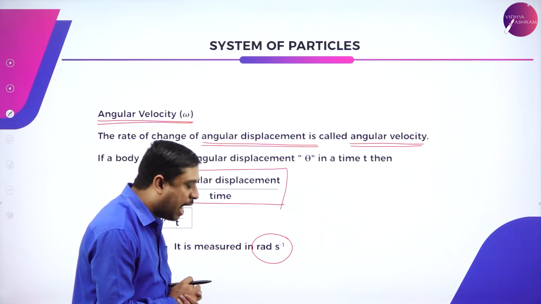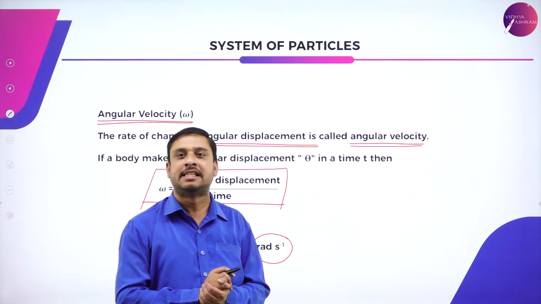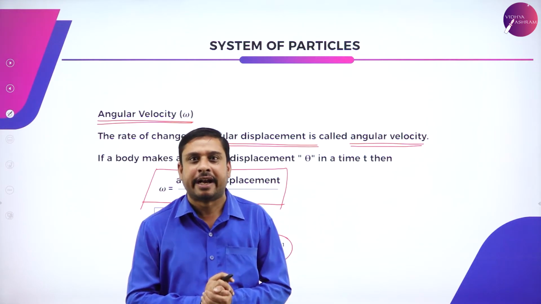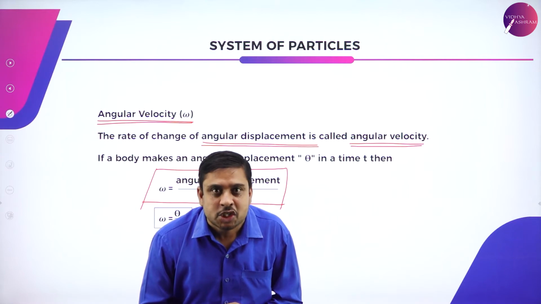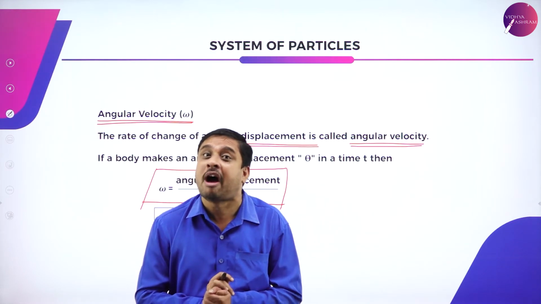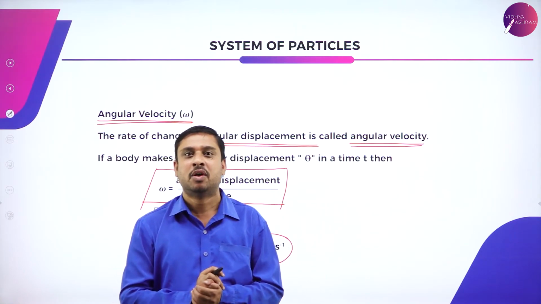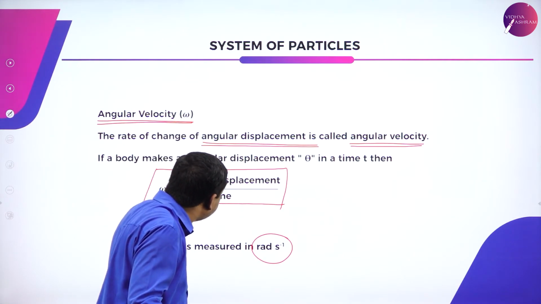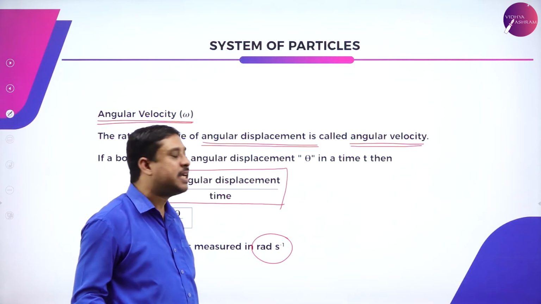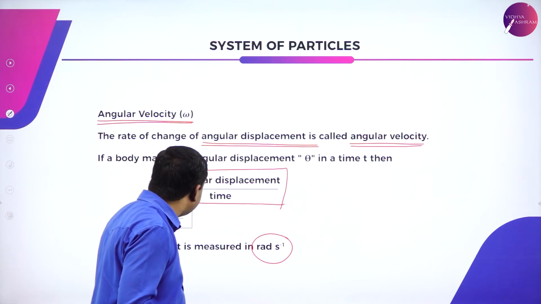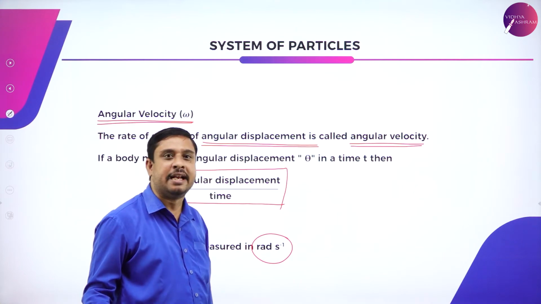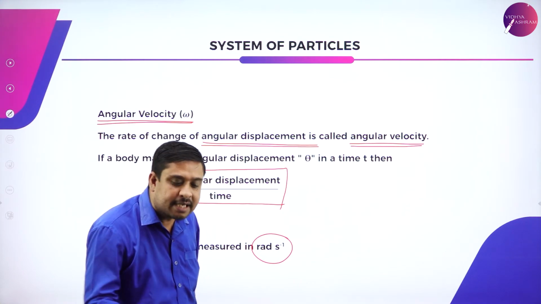So, angular velocity omega is the rate of change of angular displacement. So, omega is angular displacement divided by time, theta divided by t, and it is measured in radians per second.